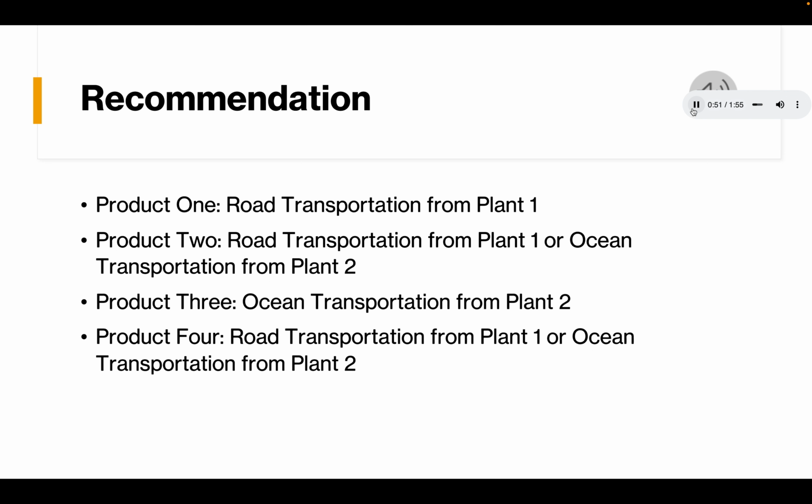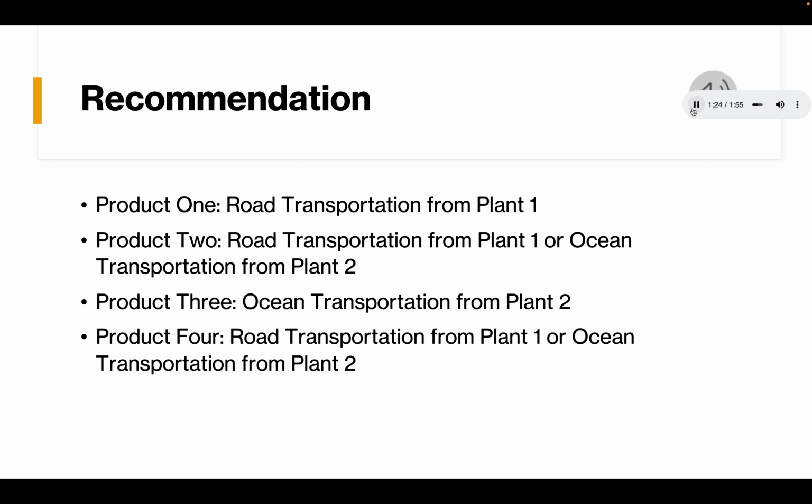Now, this is up to Chocolate Hawkeyes to decide on whether you want to have a more profitable but higher-emission transportation method, or have a more expensive option but with lower emissions. And then moving on to product 3, the recommendation is the ocean transportation for plant 2. Similarly to product 1, this is going to be the cheaper and lower annual emissions option in comparison to the air travel from plant 2 for product 3.